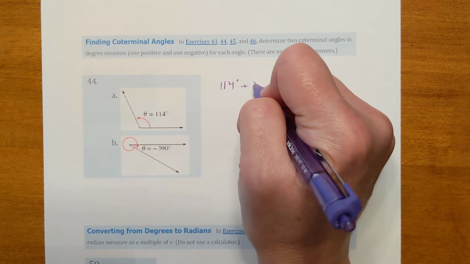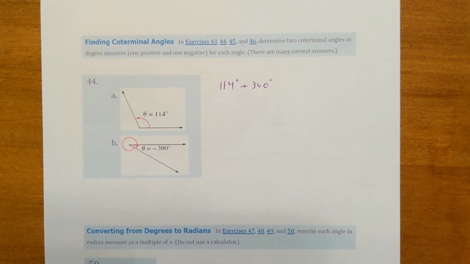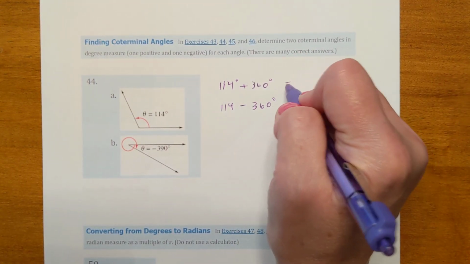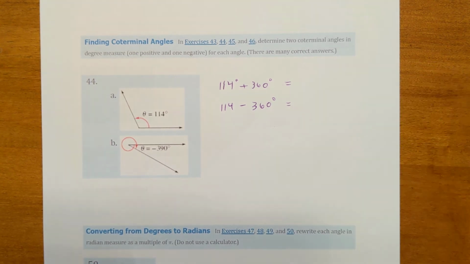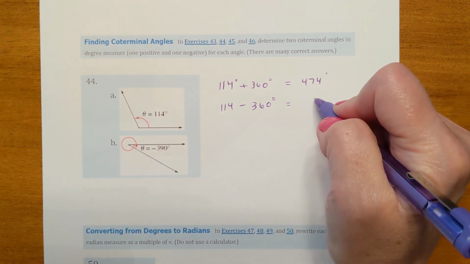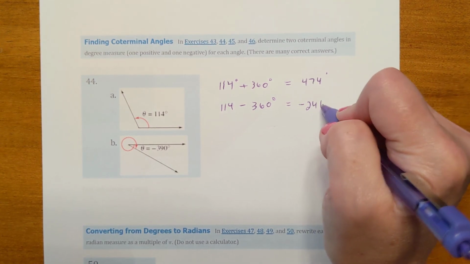So we want to add 360 degrees. So we're not adding 2 pi, since it's in degrees, you're adding degrees. And then you're going to also subtract 360, add it and subtract it. So when you add it to it, you get up to 474. When you subtract it, you get negative 246.